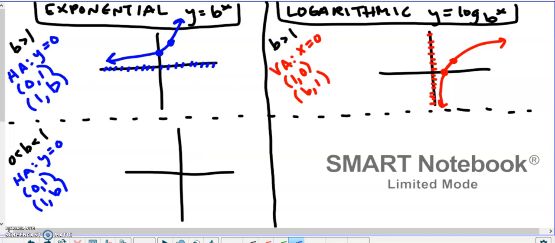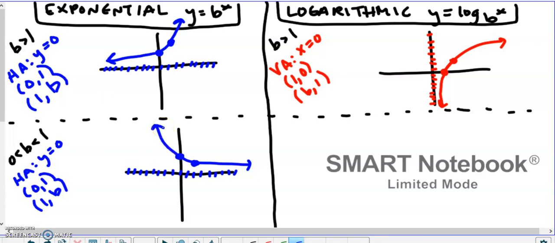Horizontal axis at y equals 0. Y-intercept at (0, 1). And a point at (1, b), so I'm going to go to the right 1, and then up b. b is less than 1 here, so it's got to be below my y-intercept. And that characteristic is what makes it my exponential decay shape.